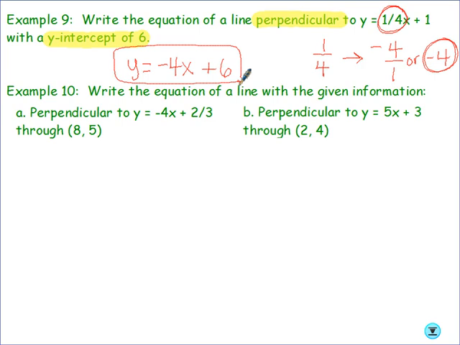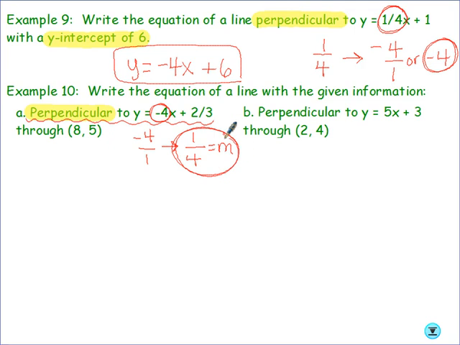Fantastic. So, let's put it all together. We are writing the equation of a line. We know it is perpendicular. So, this right here only helps us find m. Well, the m of this equation is negative 4. We need that in a fraction. The opposite of a negative is a positive. The reciprocal of 4 over 1 is 1 over 4. This is your m.